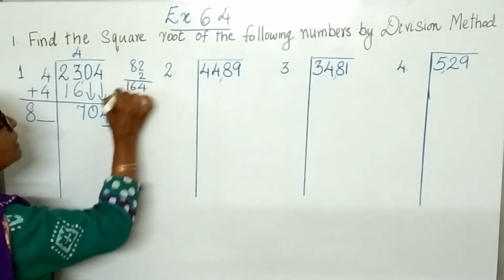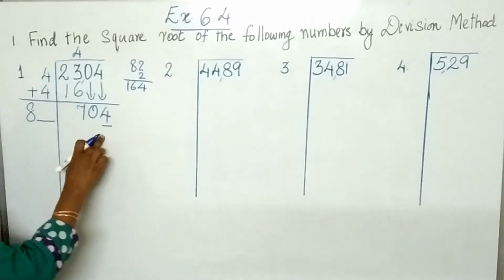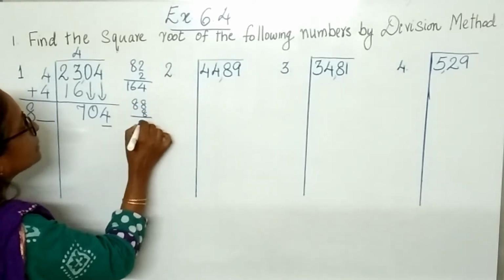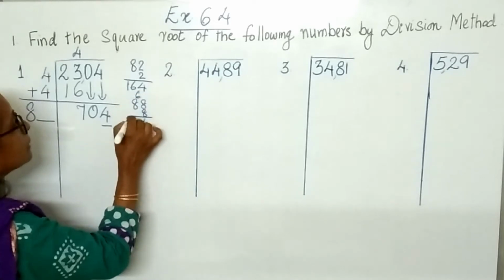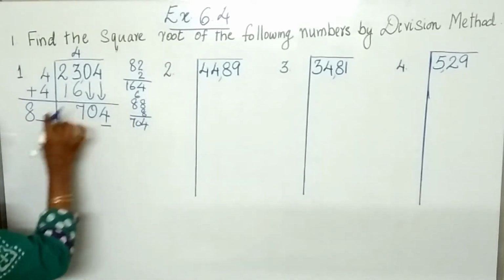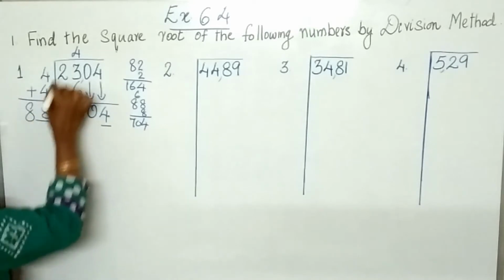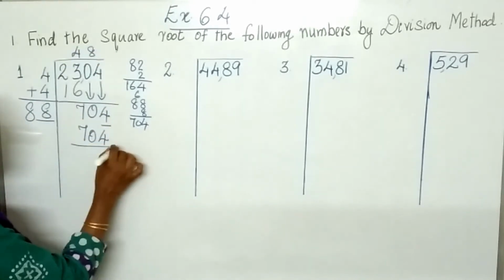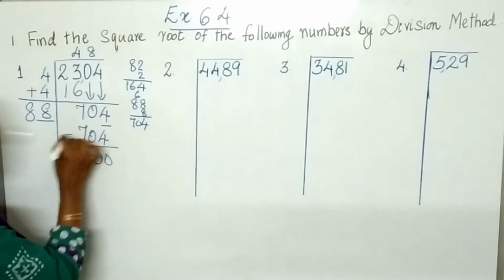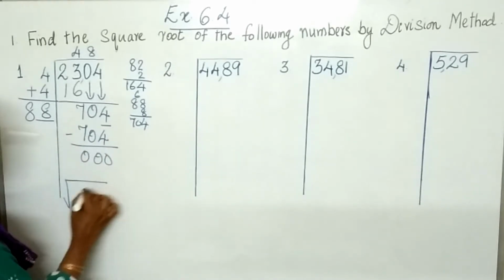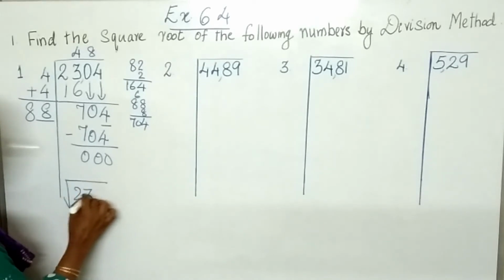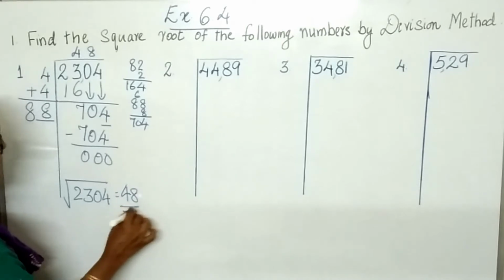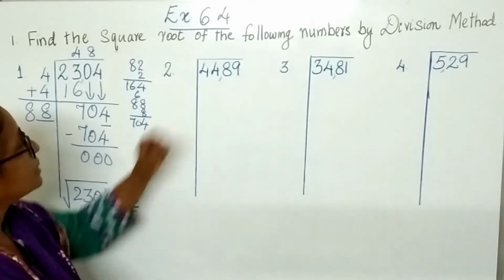164. It is a very small number. So let us try with 88. 8 8s are 64, we get 704. So the number is 8. Here also 8. When we subtract, we get 0. So the square root of 2304 is 48.